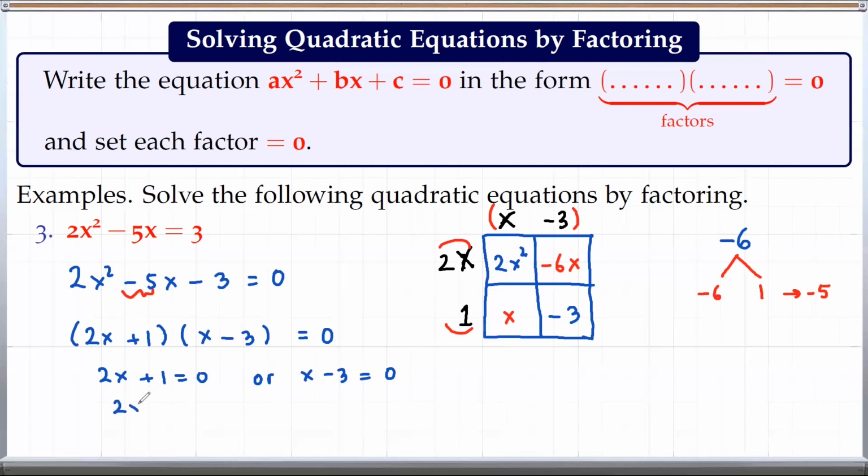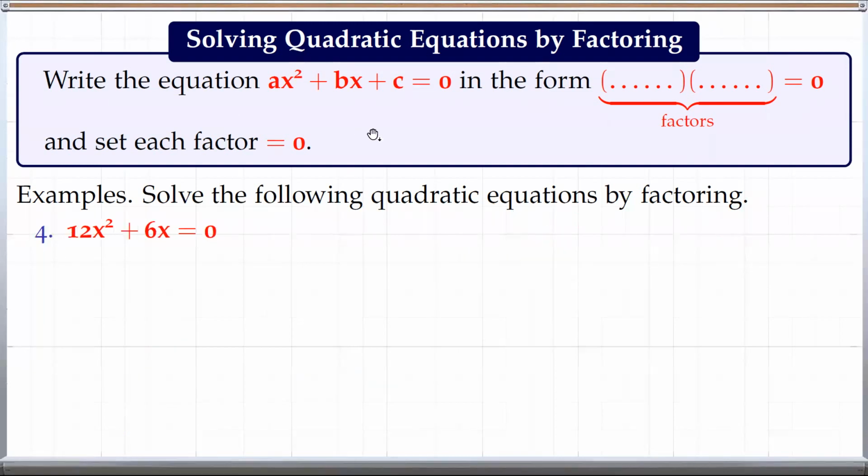Subtract 1 from both sides over here, you get 2x equals negative 1, and then divide both sides by 2, you get x equals negative 1/2. So this is one solution. And over here, we just need to add 3 to both sides to get x equals 3. So this is another solution. So we are done with this example. And this is the next example we have.